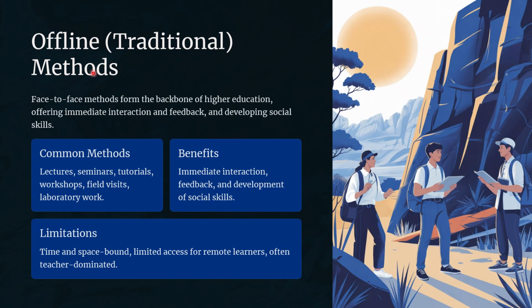Next topic is offline method or traditional method. These methods involve face-to-face interaction between teachers and students. Examples include lectures, seminars, tutorials, workshops, field visits, laboratory work, etc. The biggest advantage is immediate interaction and instant feedback. Students also develop communication and social skills. However, these methods are limited by time and place and may not be accessible to remote learners.